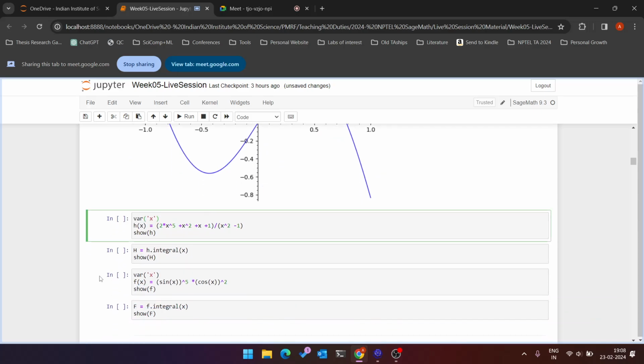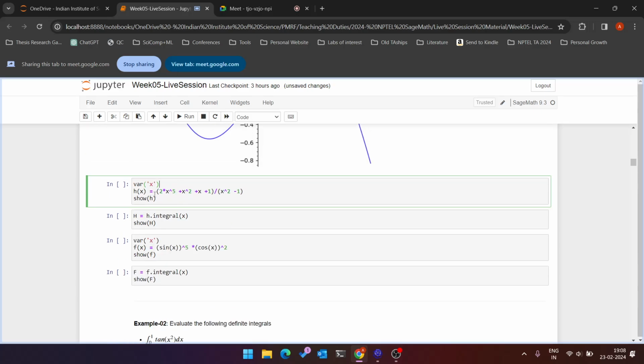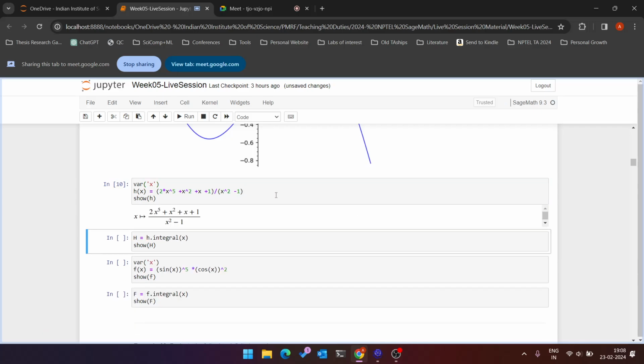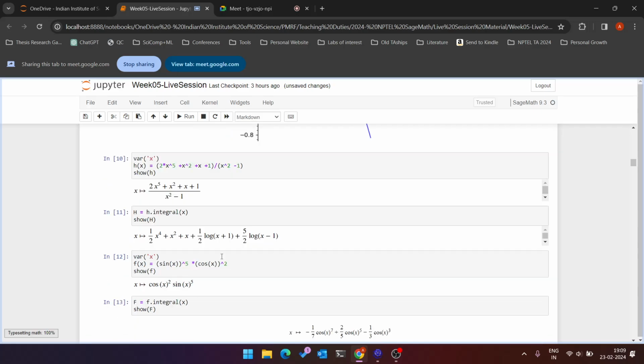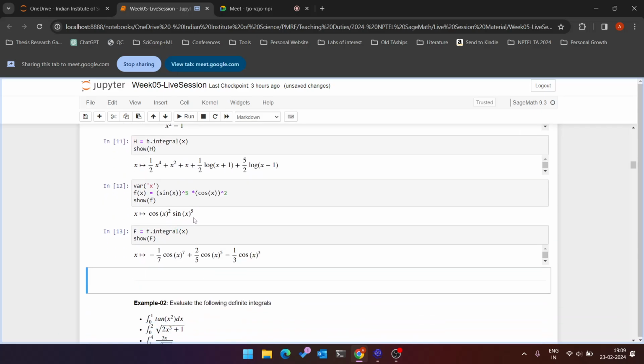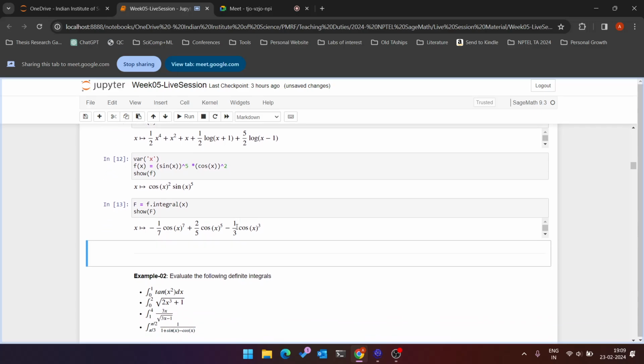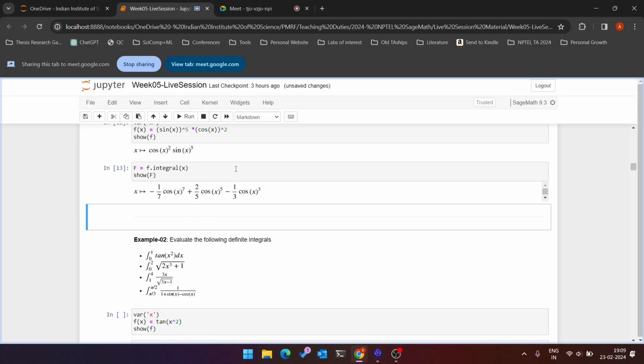A third, I have a couple of other functions also here. A third function is, say, something of the form 2x raised to 5 plus x square plus x plus 1. If I do show, this is how the function looks like. Again, I'll integrate it. It's a fraction of two polynomials, and from that we can get an integral of the form. Another function could be something like cos of x whole square and sine of x whole raised to 5. So we could integrate that also.